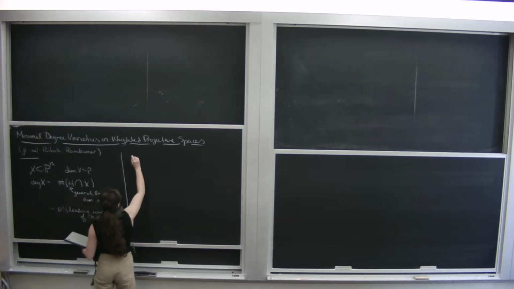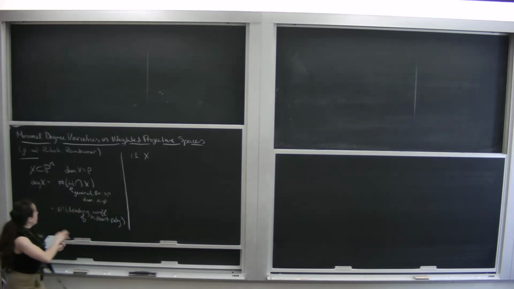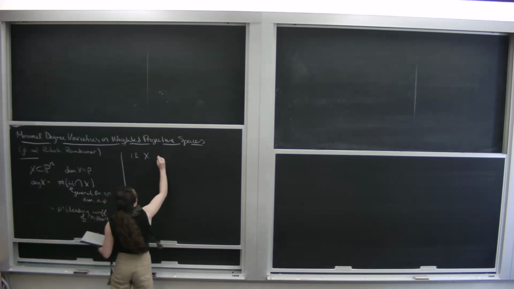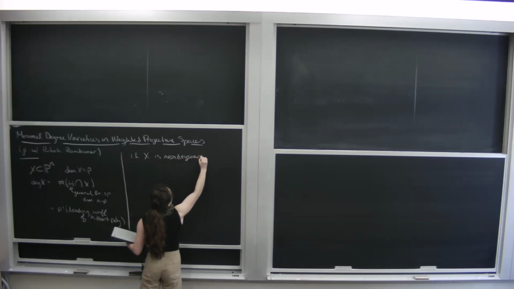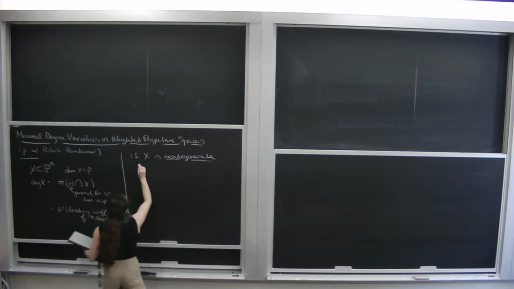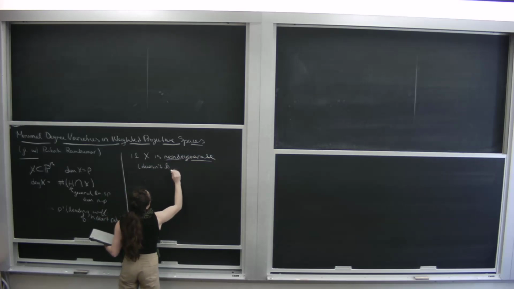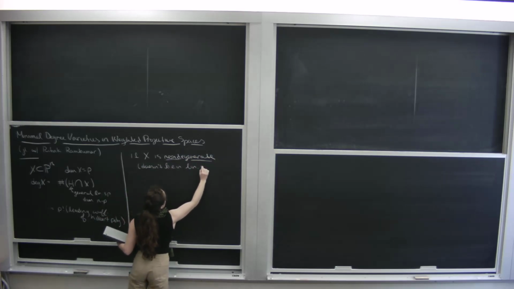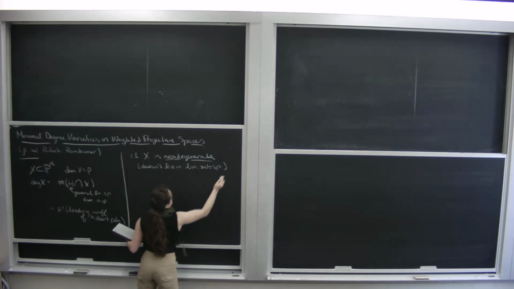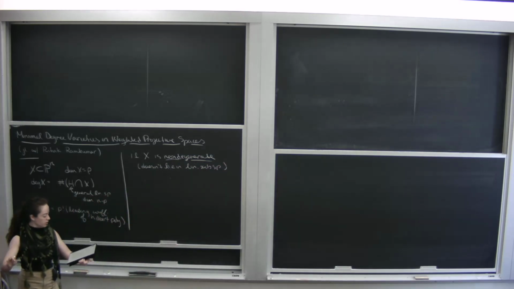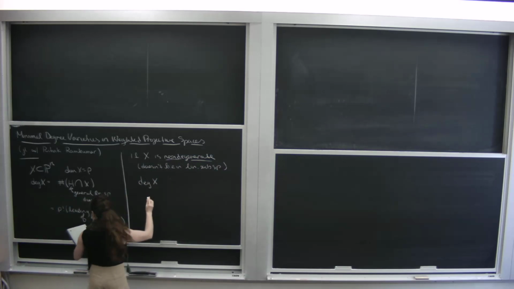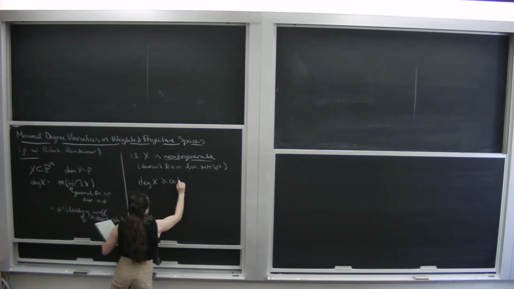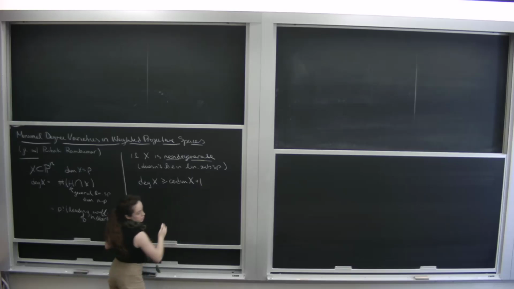And if X, the variety that I'm looking at, is non-degenerate, which means that it doesn't lie in a linear subspace, so it doesn't secretly live in some smaller space, then the degree of X has a lower bound, and it's given by its codimension plus 1.